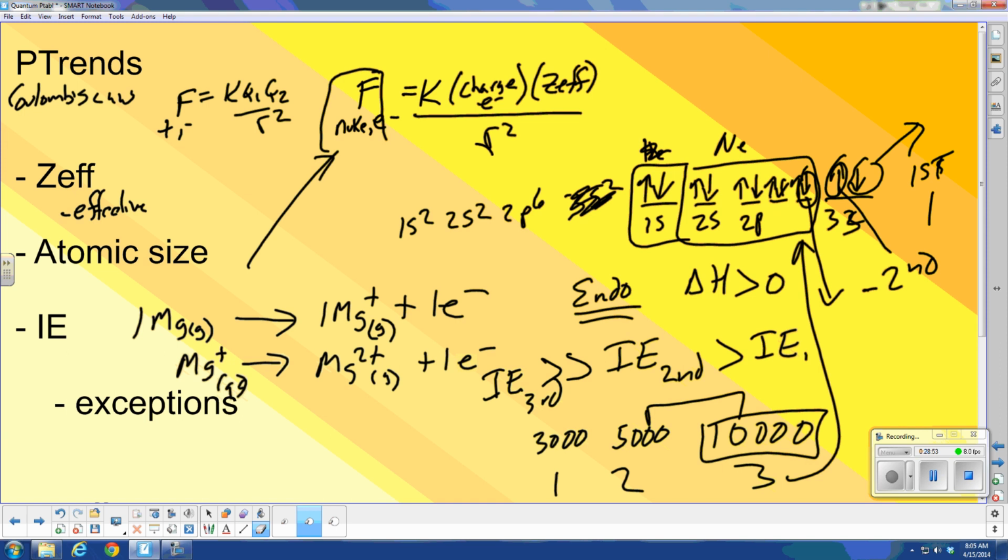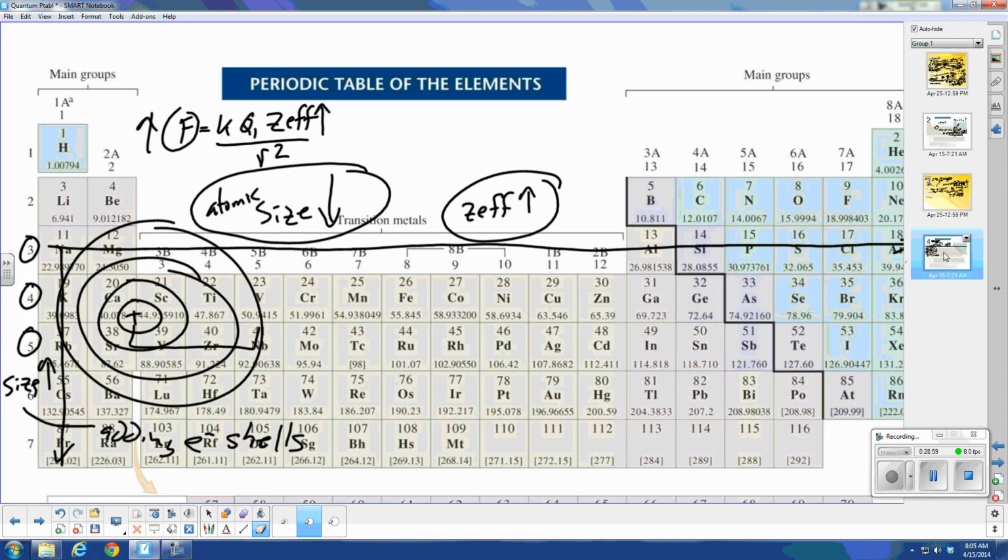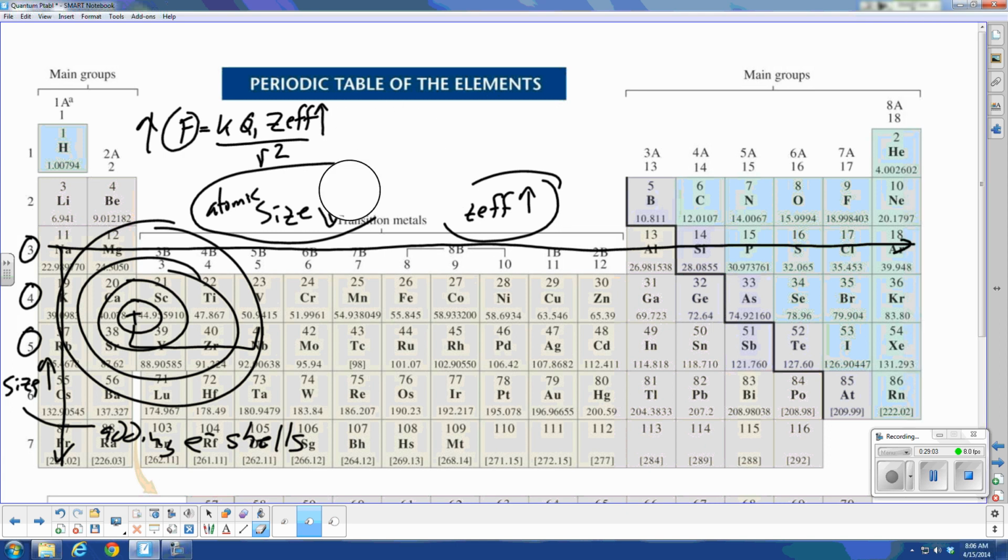All right? Good. Now let's take a look at trends real quickly. Here we go. So let's use the magic finger and clean this up.